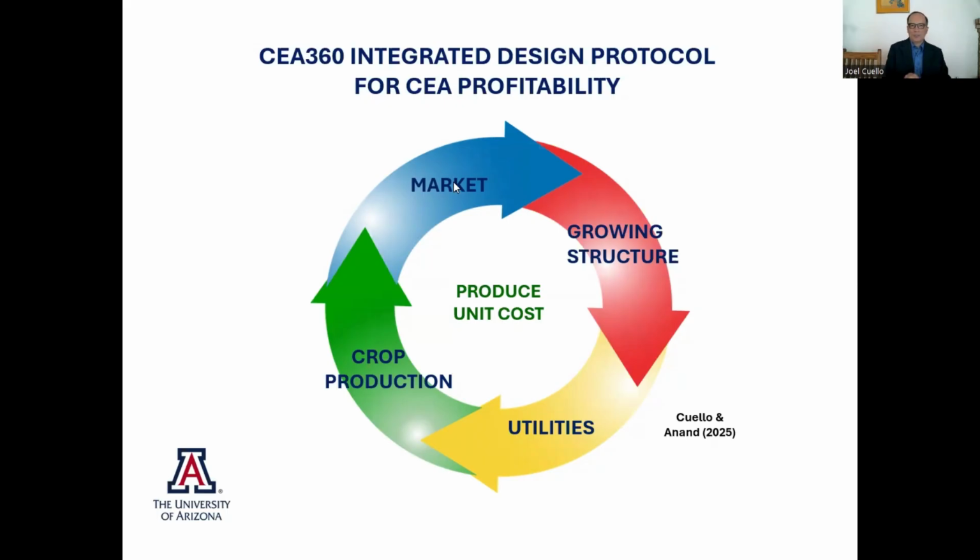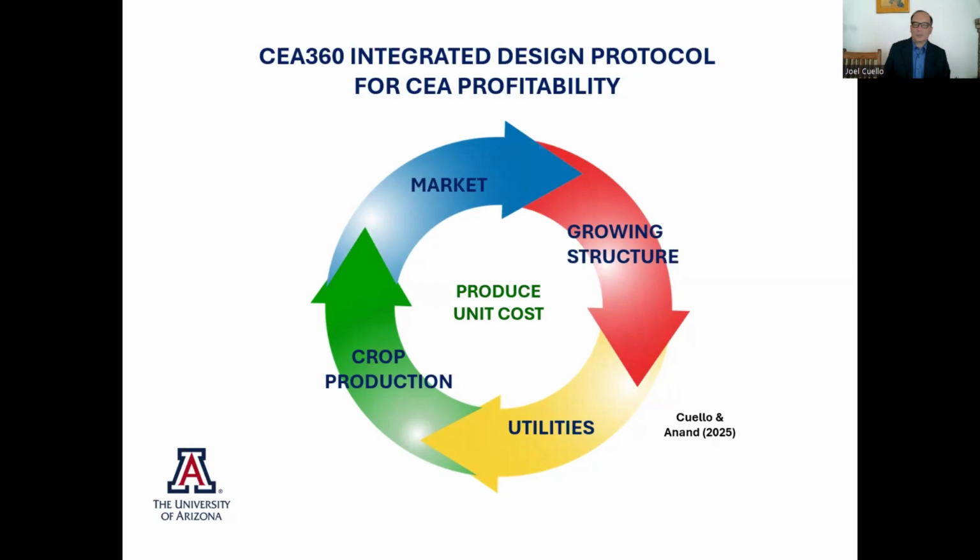So the market. We begin with the market because the market provides the demand in terms of the types of produce to be cultivated and in terms of the quantities or the amounts of each of the produce, and at the same time, the schedule for delivering what is demanded in terms of the produce. Then based on those market demands, one responds to those by designing the growing structure.